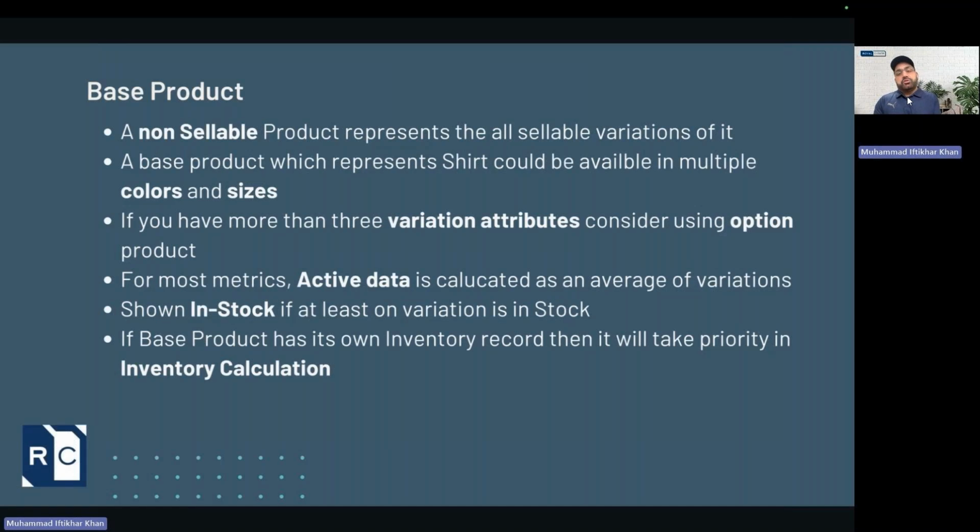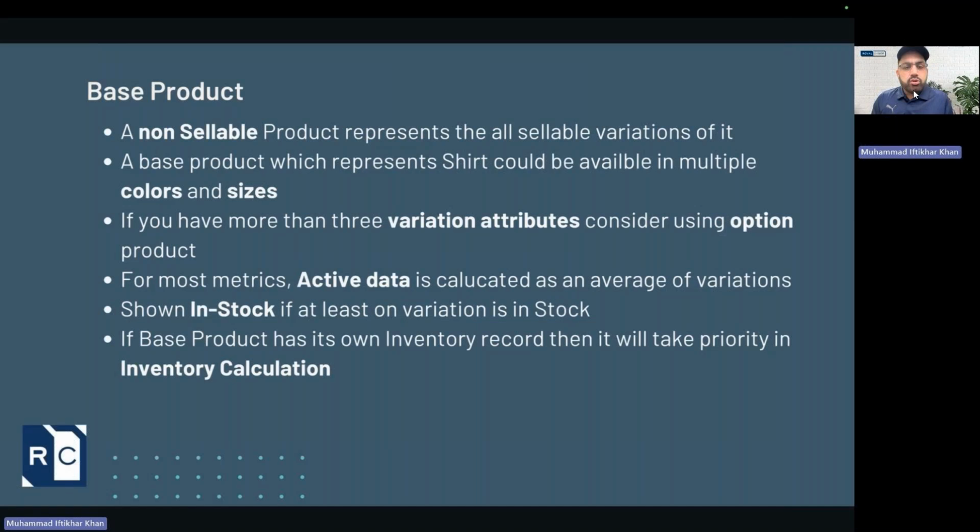If you have more than 3 variation attributes, like if you think your products differ based on 4 attributes, in that case do not go for creating variants. Create the variations based on 3 attributes, and use the 4th attribute as a product option. That way you can manage your variations within that quota limit, and it will also not impact performance. So this is a recommendation.